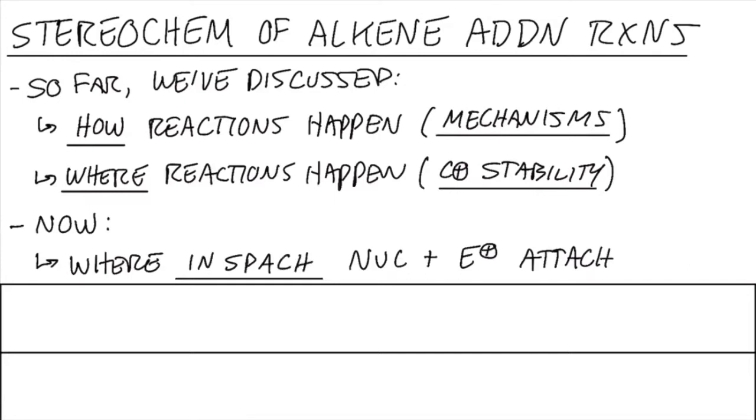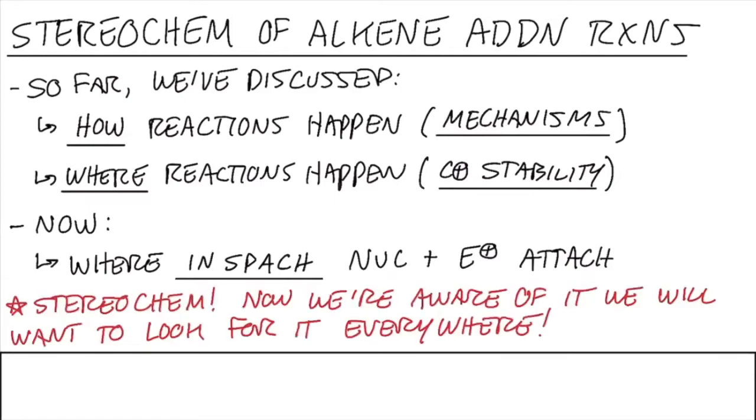And so what do I mean by in space? What am I talking about there? Of course, we're doing this in a chemistry lab, in a flask. That's not so much what I mean. I'm talking about stereochemistry, the arrangement of groups in space. Now that we're aware of stereochemistry, it's going to show up everywhere. And so we need to pay attention to it in reactions where it's going to either get rid of some stereochemistry or maybe make some new stereochemistry.